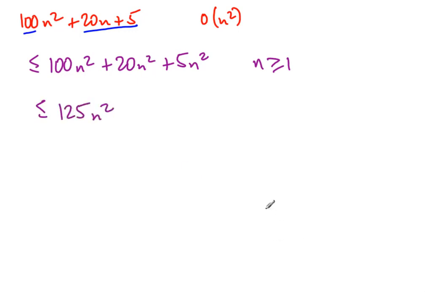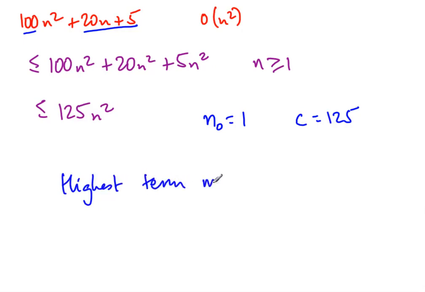Right? So what we have here is that n0 is 1 and c is 125, and now we have this thing is less than c times n squared, and so this is big O of n squared. So really only the highest term matters, right? So if I have only up to n squared in f of n, then it is O of n squared. It doesn't matter whether it has 20n or 5 or anything smaller than n squared. If this is n squared, then it is big O of n squared.